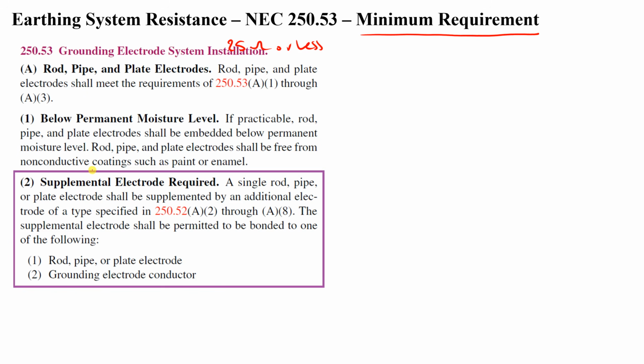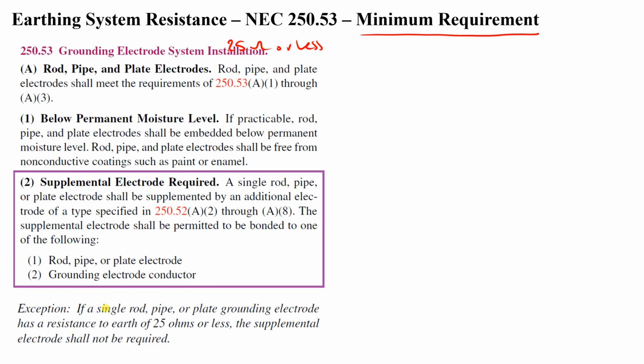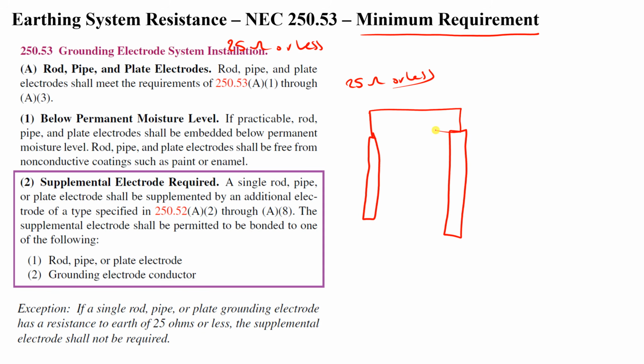So you can see here, let's look at this section. If a single rod, pipe or plate grounding electrode has a resistance of 25 ohms or less, we will not need any supplemental electrode. It means that we can use only one electrode if it achieves 25 ohms or less. If it doesn't achieve this value, you will need to add an additional one without any kind of measurement. You can see here, supplemental electrode required.